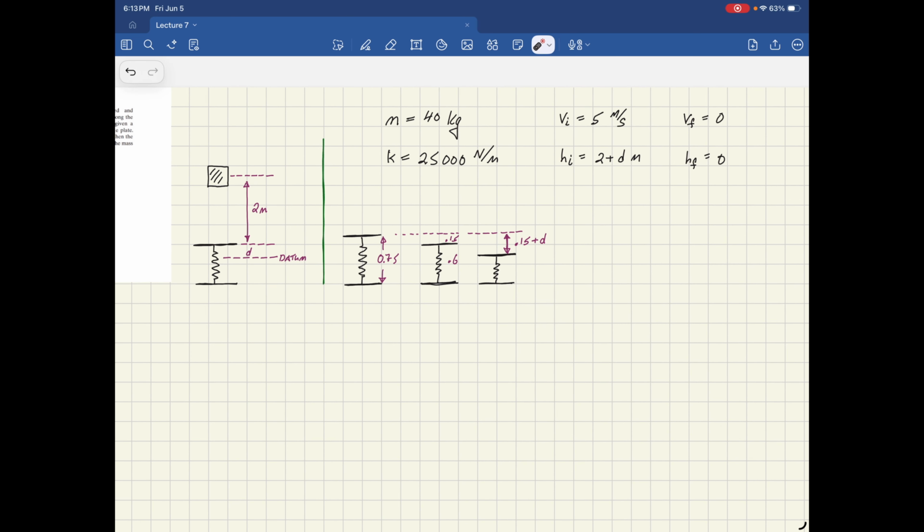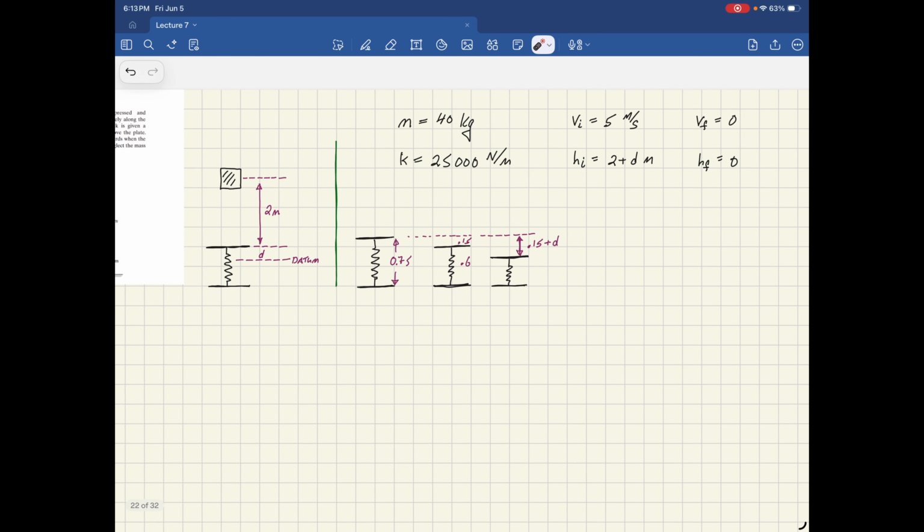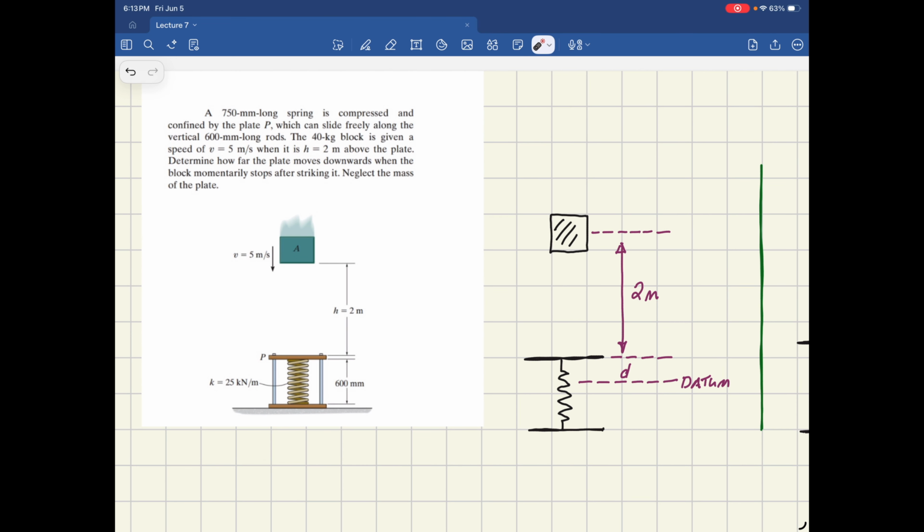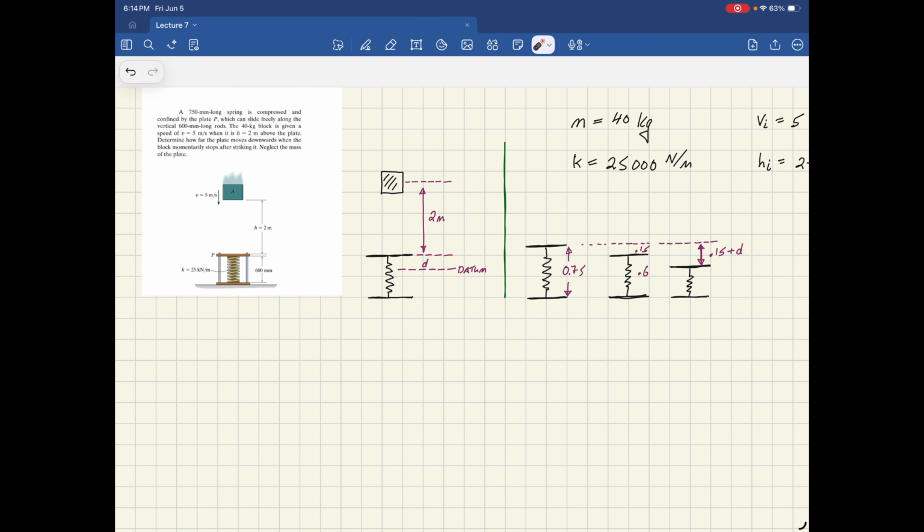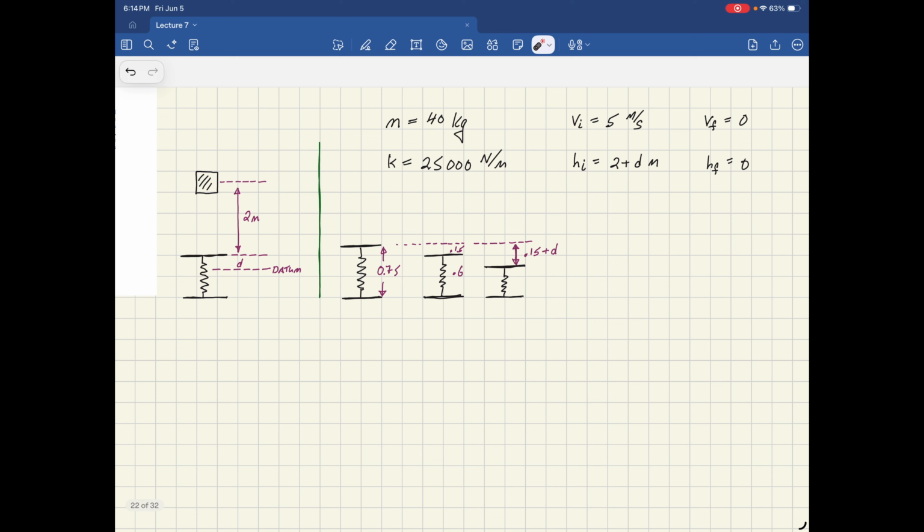Our other bits of information here: the mass of the block is 40 kilograms, and the spring constant was given to us as 25 kilonewtons per meter. So a kilonewton is 1,000 newtons, so 25,000 newtons per meter. The initial velocity is 5 meters per second, and the height above the datum is 2 plus D. The final velocity that we're interested in is 0, and the height above the datum will also be 0.